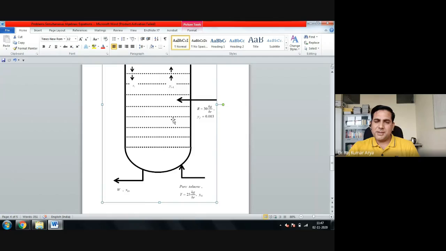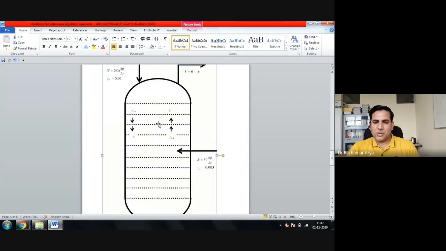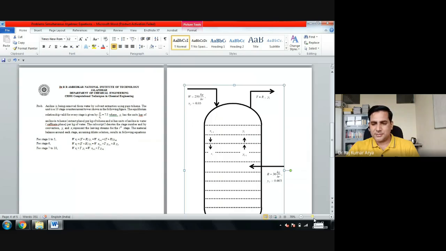So the first part is that you have to write a material balance equation for this particular column. I hope you might have seen an extraction column in your mass transfer course.